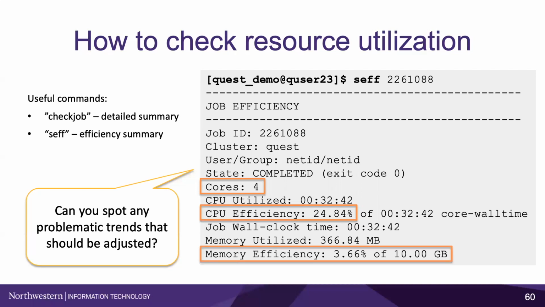Another thing that you might notice is the memory efficiency. Here the user requested 10 gigabytes of memory, but the job only ended up using 366 megabytes of memory. So this is probably where you would go back and change the memory requested to something like 1 gigabyte.